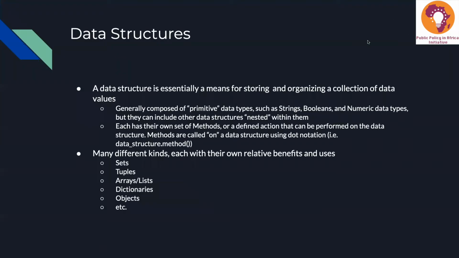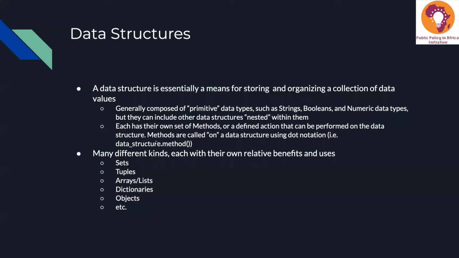All right, so just a quick recap of what data structures are. A data structure is a means for storing and organizing a collection of data values. Generally, data structures are composed of primitive data types such as strings, booleans, and numeric data types, but they can include other data structures nested within them. And each has its own set of methods, or defined actions that can be performed on the data structure. Methods are called on a data structure using the dot notation.